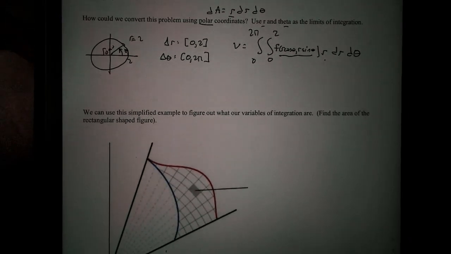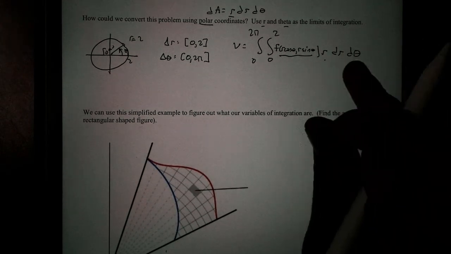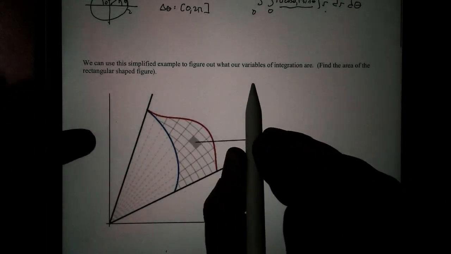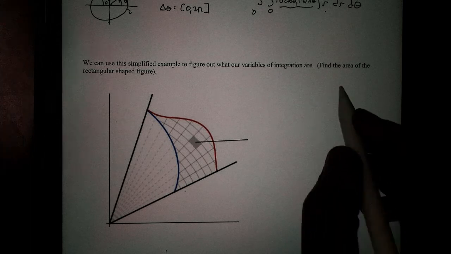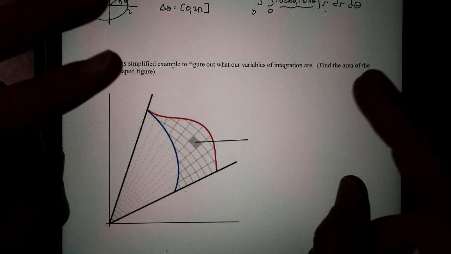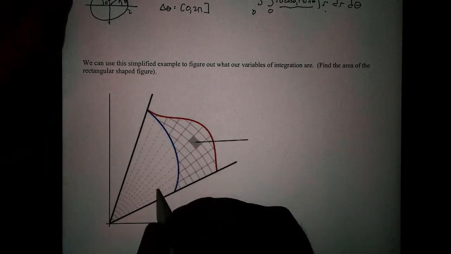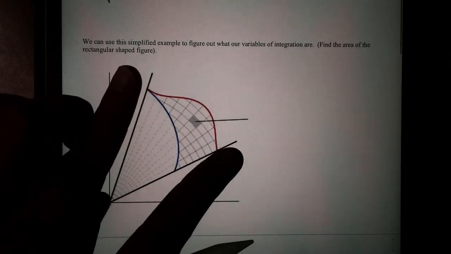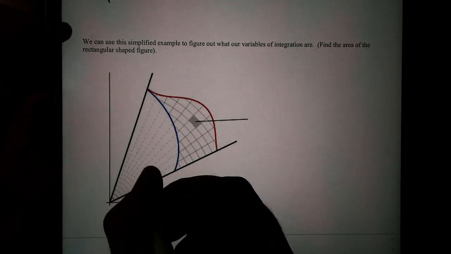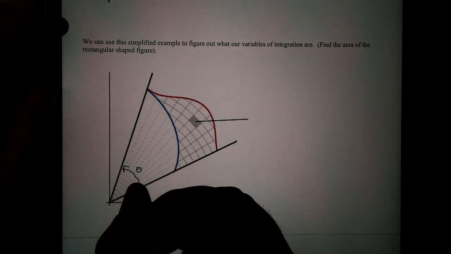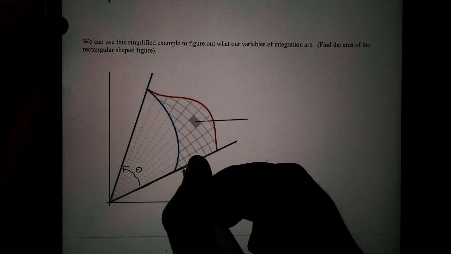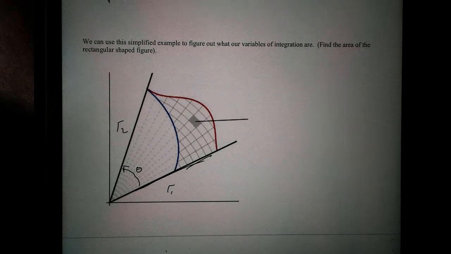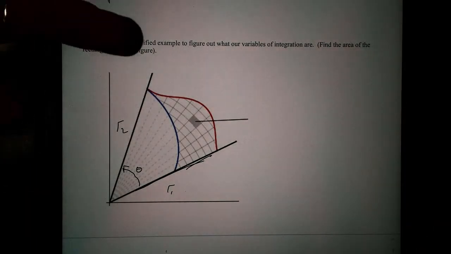All right, so let's quickly review where we get this r dr d theta right here. We can use a simplified example to figure out what the variables of integration are. Find the area of the rectangular shaped figure below. Remember, this comes from polar functions right here. This is theta. This would be my radius 1, and this would be my radius 2. So I can get my change in radius, and I get my change in theta.